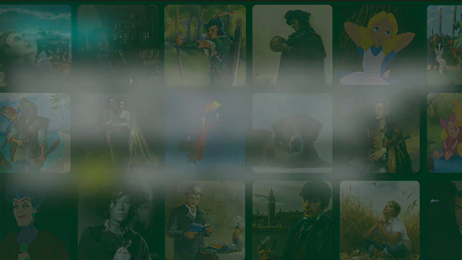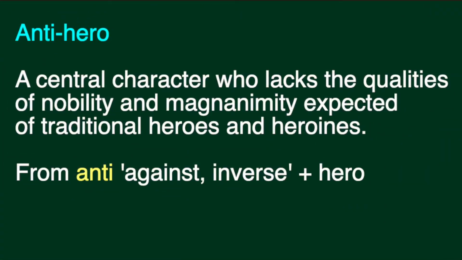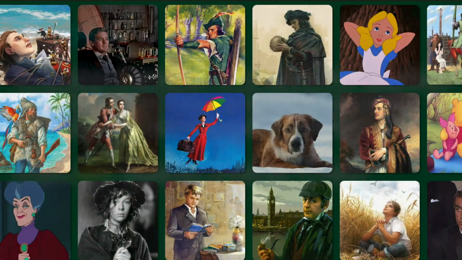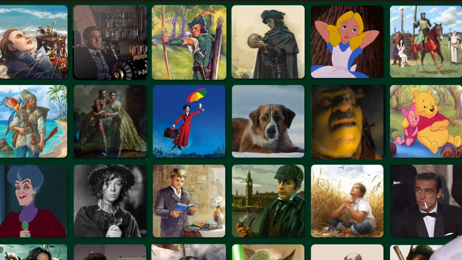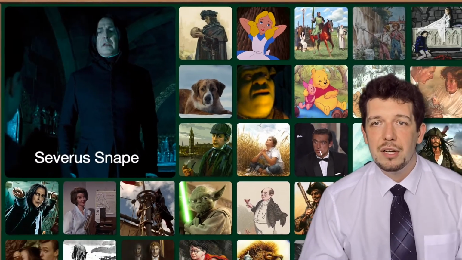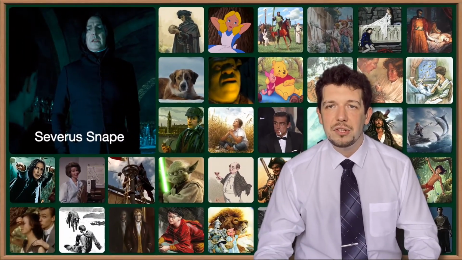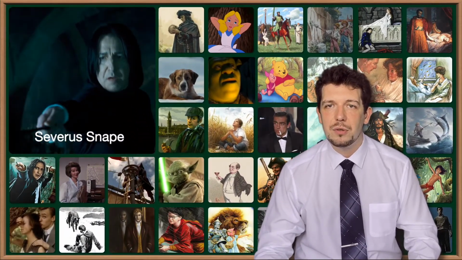An anti-hero is a major character, very often the protagonist, who lacks the qualities we normally associate with a hero: bravery, selflessness, nobility. An anti-hero is a more questionable good guy. A good example of an anti-hero is Severus Snape, who initially seems like a villain and whose true nature is revealed only by the end of the story.